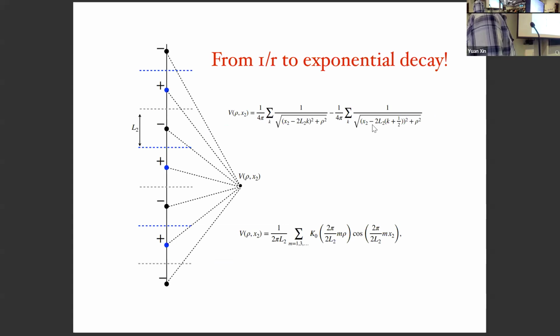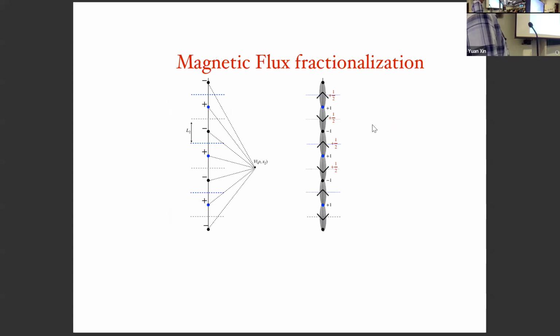You sum them up. All of them have a fall-off of 1 over r, algebraic decay. But if you sum them up, they decay exponentially. So the field is gapped out, that's to say. So what happens to the flux? When this happens, now I am talking about magnetic flux, half of the magnetic flux goes up instead of distributing spherically symmetrically, and half of it goes down.